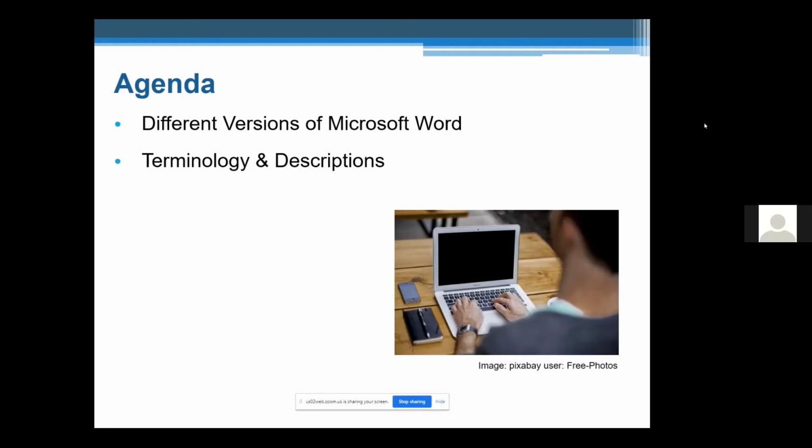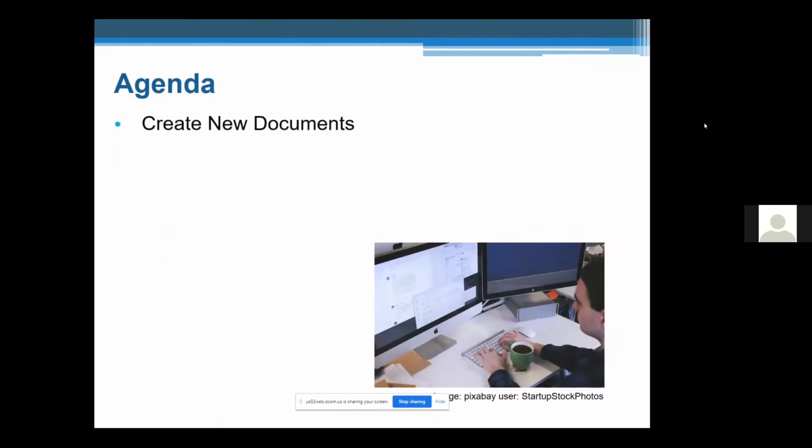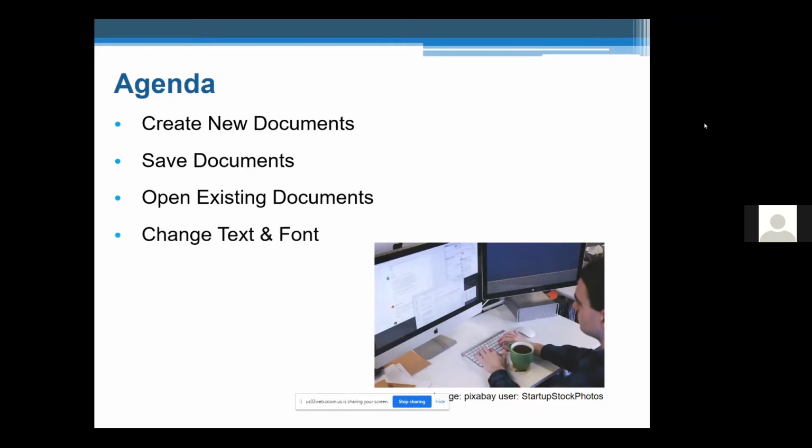We'll talk about some terminology and descriptions. We'll get into the basic elements of what you see on the page when you've opened the software and when you're working with it. We'll talk about the tabs and the groups, which you'll learn what those mean in our terminology section. And then we'll cover how to create a new document, how to save documents, because there is a difference between just hitting save and hitting save as. Then we'll talk about ways to open existing documents. And then we're going to get into text and font and how to manipulate a little bit of text and font. That's everything we'll cover today.